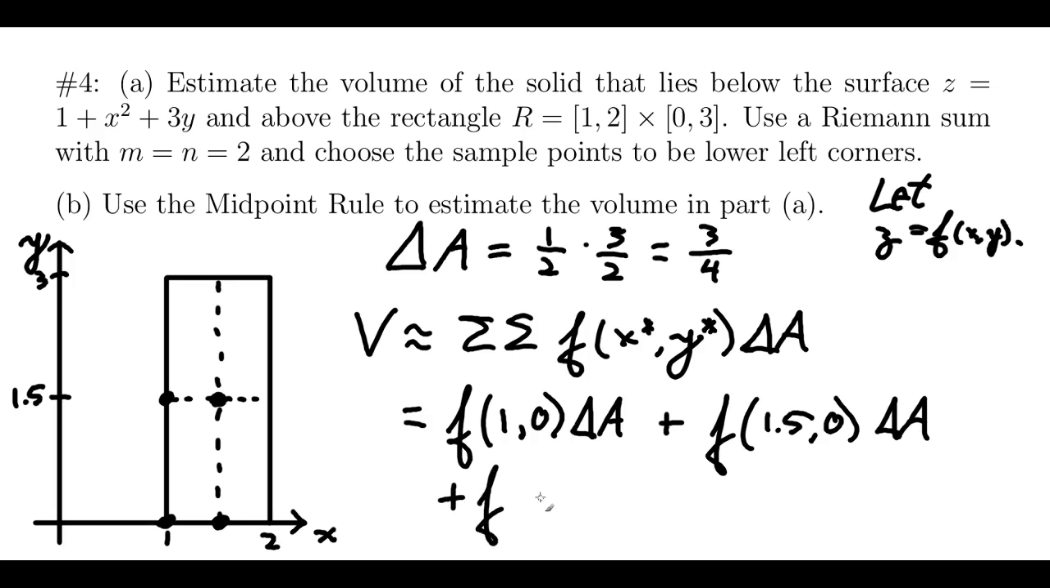And then add our function at the next point. This is 1, 1.5. The order of the points doesn't matter, of course. You just want to be careful to get the right coordinates. And finally, we have a fourth sample point, the lower left corner of the last rectangle. That is 1.5, 1.5.